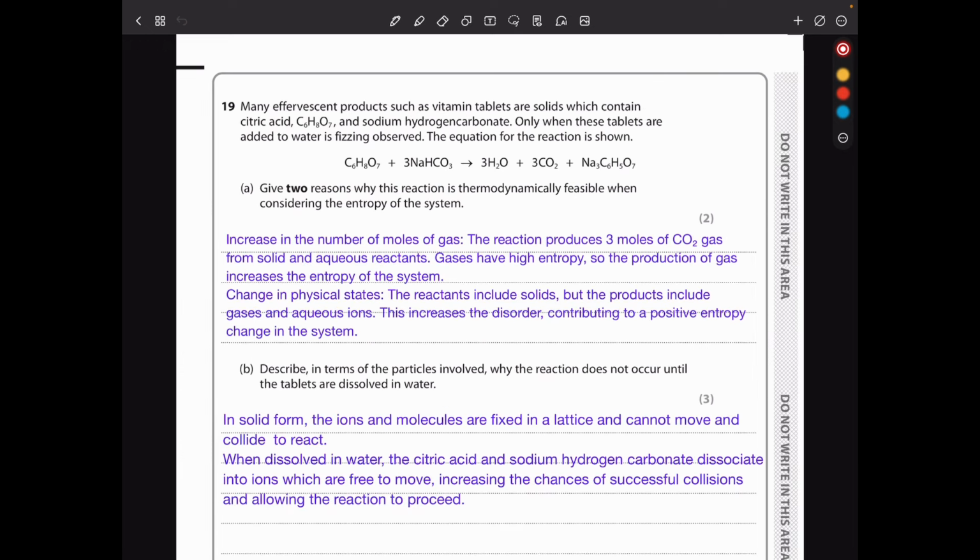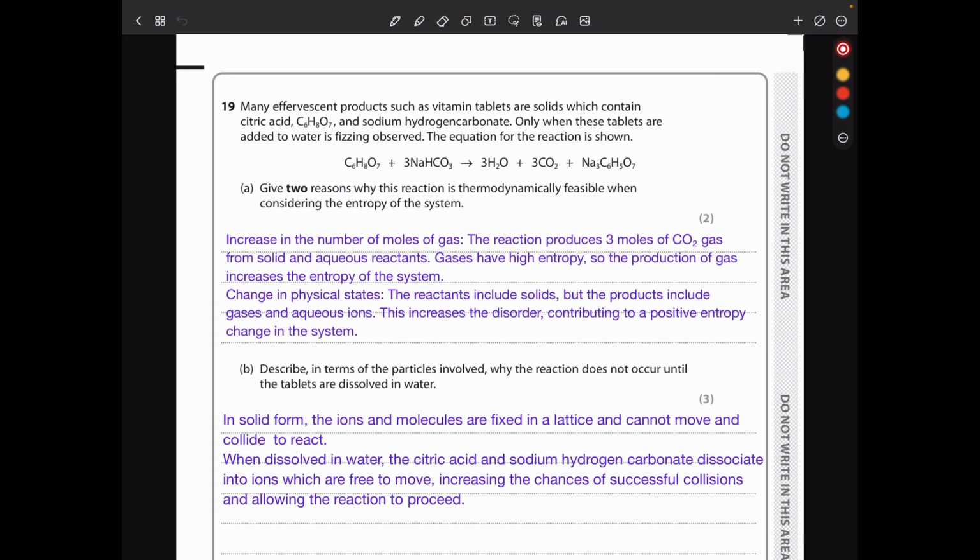In question 19, many effervescent products such as vitamin tablets are solid, and contain citric acid and sodium hydrogen carbonate. Only when these tablets are added to water is fizzing observed. The equation for the reaction is shown, which is that. Give two reasons why this reaction is thermodynamically feasible when considering the entropy of the system.